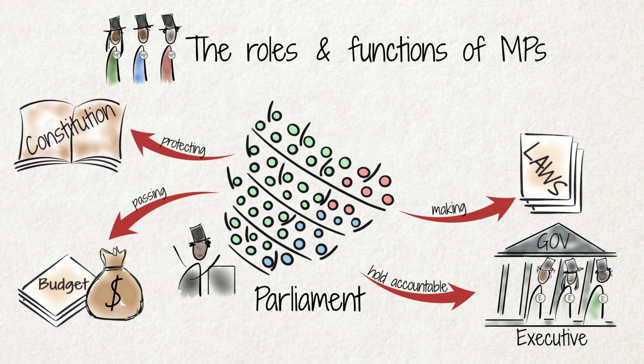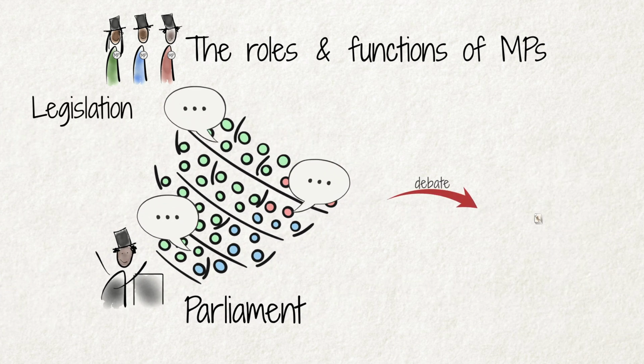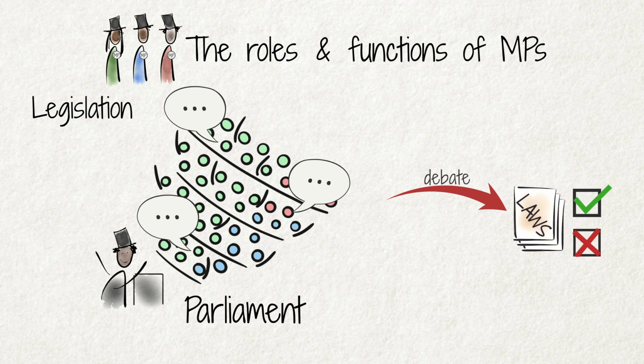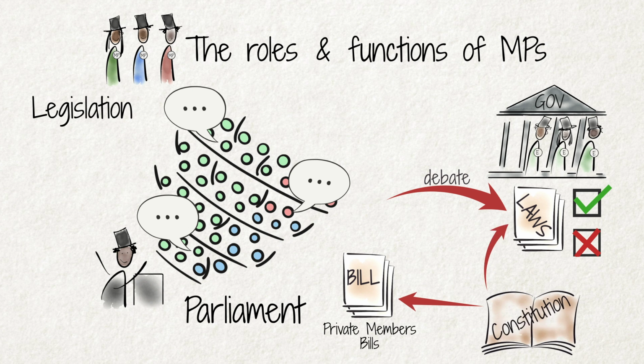Their responsibilities may be classified into the following categories. Legislation. MPs debate, pass, or reject laws that are drafted by members of the executive branch of government. Occasionally, MPs also draft their own laws, called private member bills. Their key role is to ensure that the laws they pass are in line with the Constitution and will improve the lives of citizens.